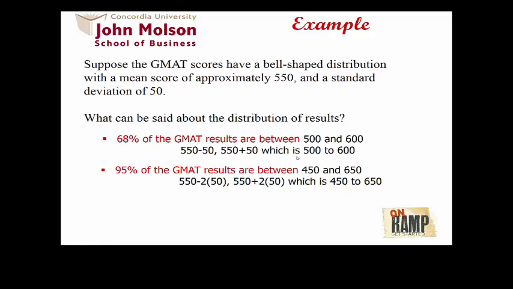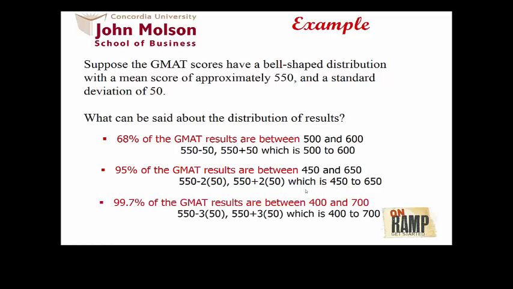The rule says again, 95% of the results are between 450 and 650. Why? It is 550 minus 2 standard deviations, where 1 standard deviation is 50, to 550 plus 2 standard deviations. It gives me 450 to 650. And the rule also tells me that within 3 standard deviations, so it is 550 minus 3 standard deviations and 550 plus 3 standard deviations, then it's 400 to 700.